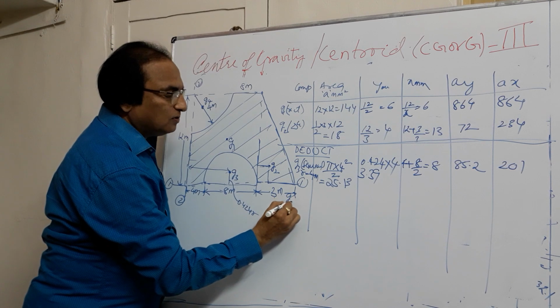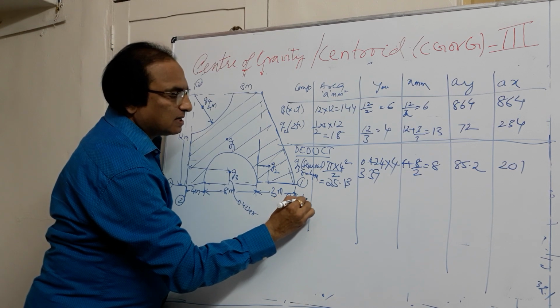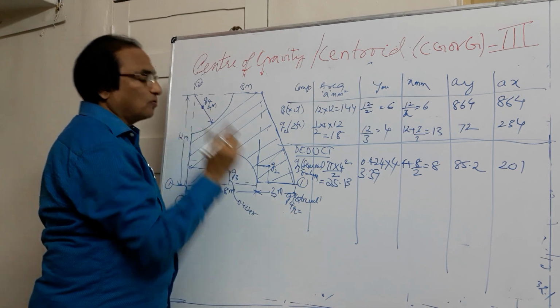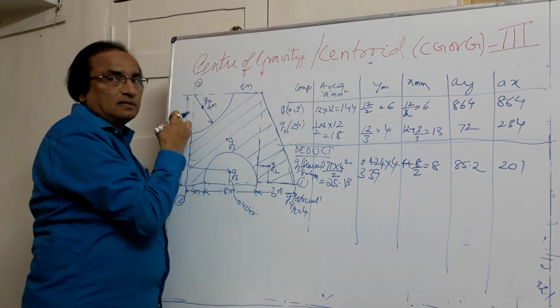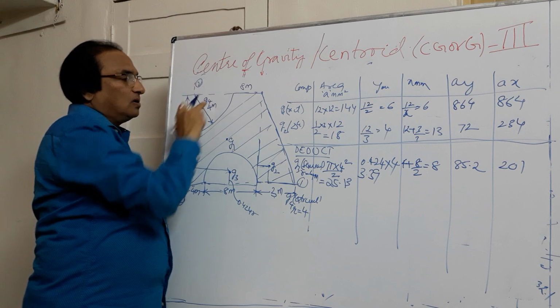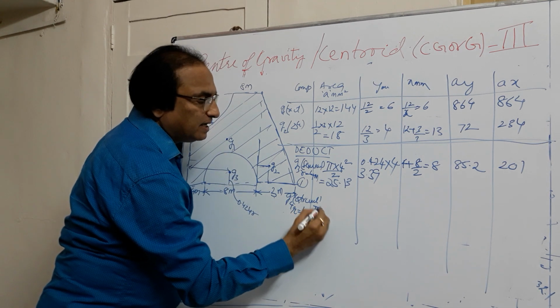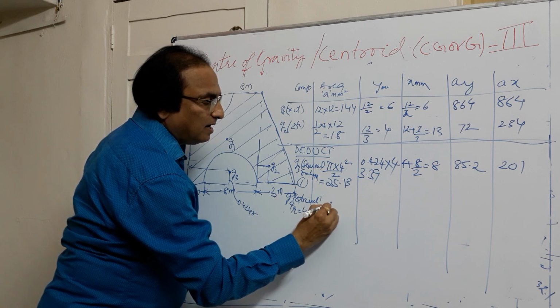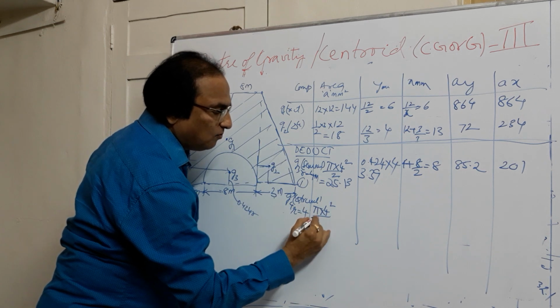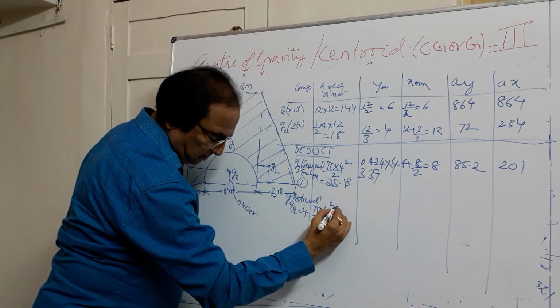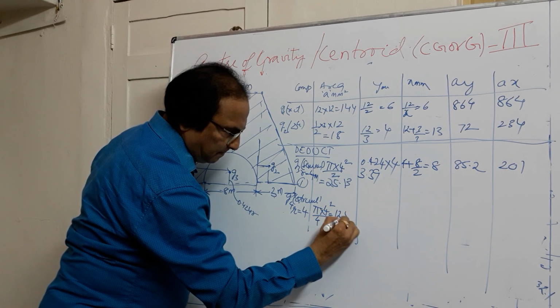Likewise, we will go for G4. G4 is a quarter circle whose radius is 4. Please don't make half of that. The radius of the quarter circle remains as 4 only. So here area of quarter circle will be pi r square divided by 4. So if you simplify this, you get 12.57.